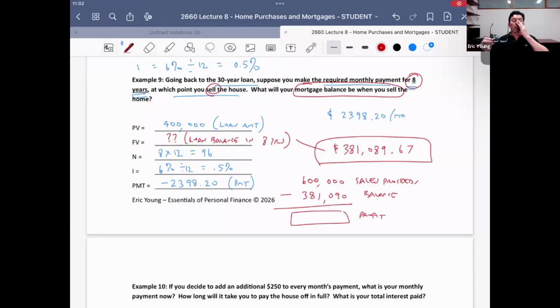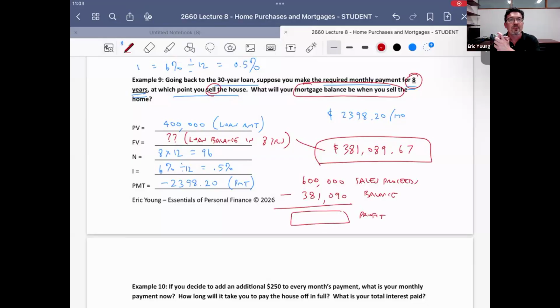So the basic rule is you always want to know how to find the future value because you compare that future value balance to your sales price. If you sell the house for more than the future balance, then you pay off the loan and you keep the difference, and that's a profit.